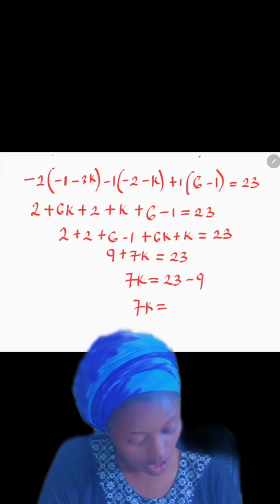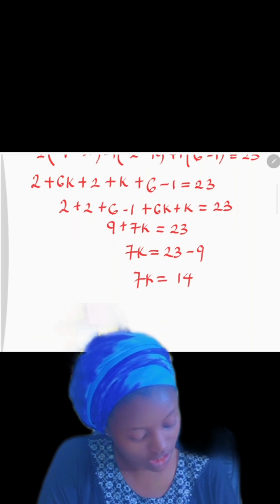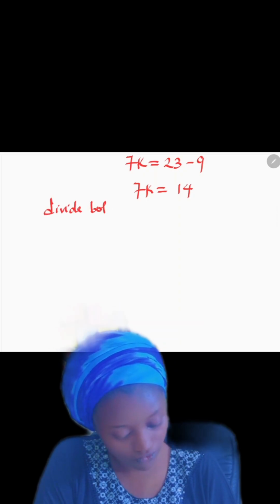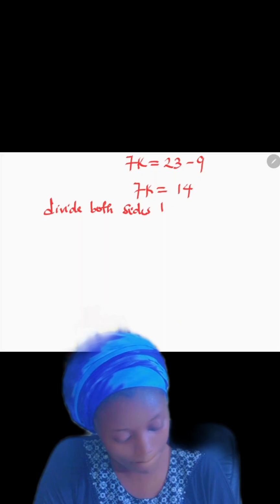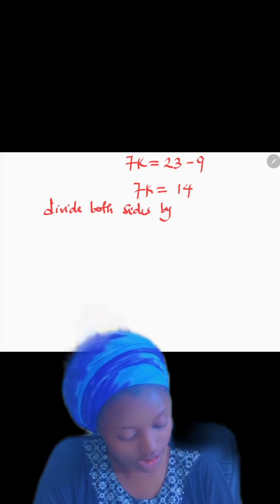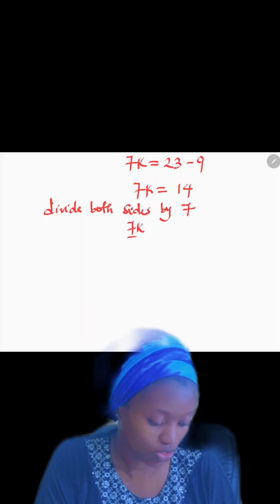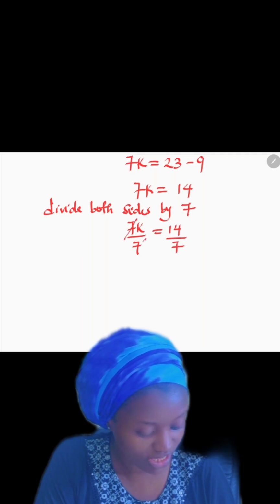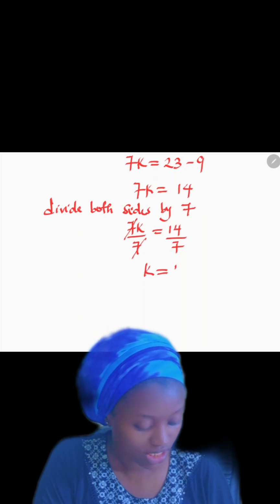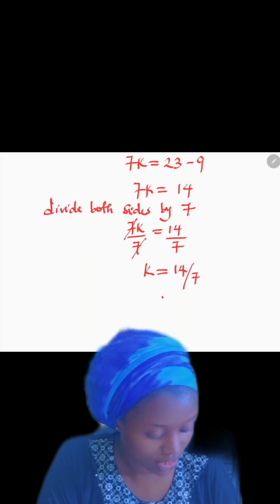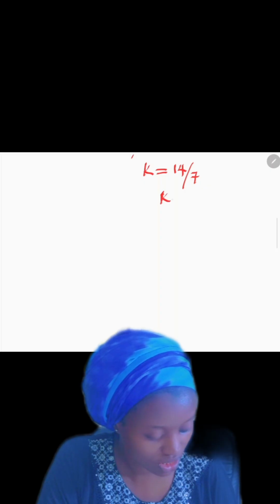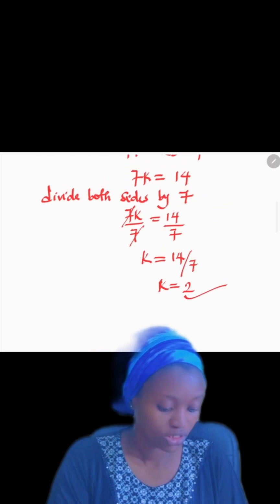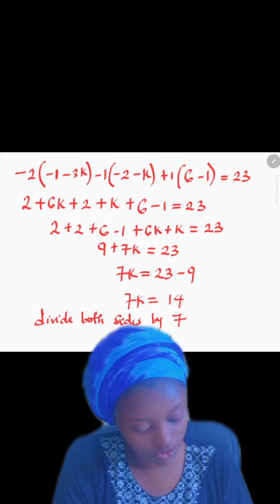So let's move on. So here we have 7k is equal to 23 minus 9, which gives us a value of 14. At this point, all we have to do is divide both sides by the coefficient of k. And the coefficient of k here is 7. So we divide the left-hand side by 7 and we also divide the right-hand side by 7. 7 cancels out the 7 here. We are left with k is equal to 14 divided by 7. And 14 divided by 7 will give us a value of 2. So that means the unknown value of k here is equal to 2.